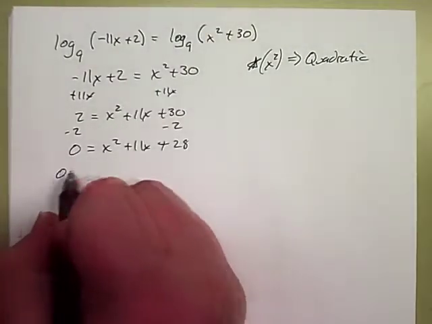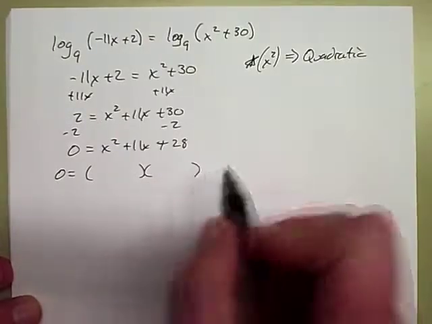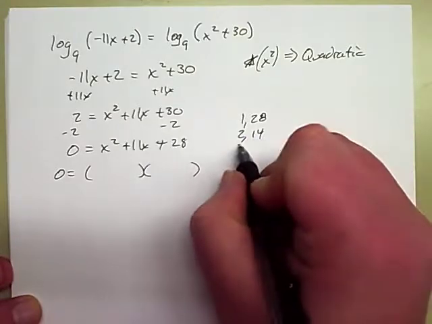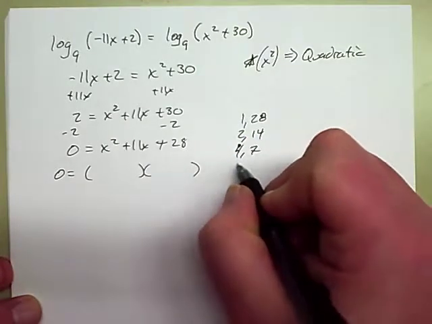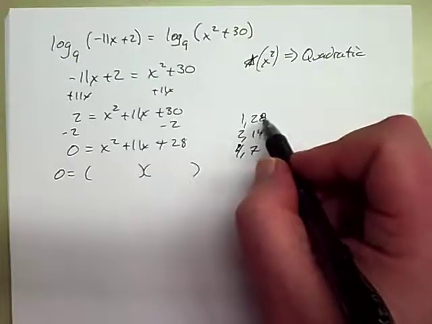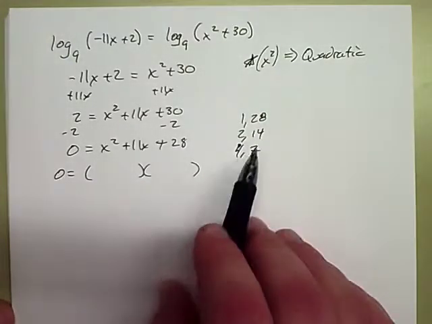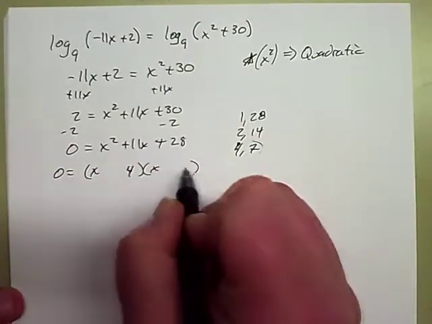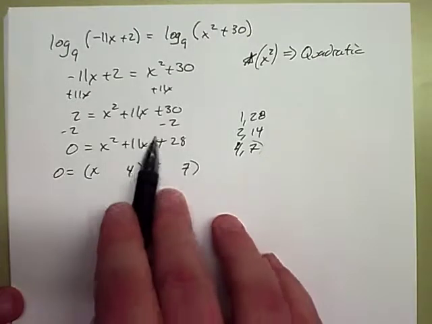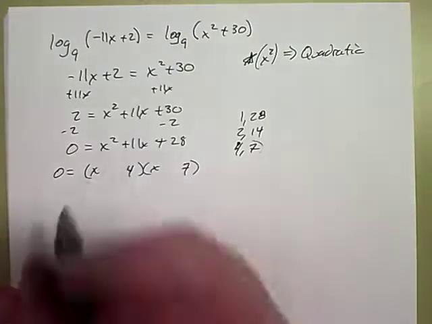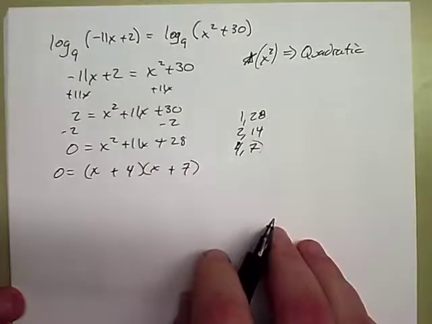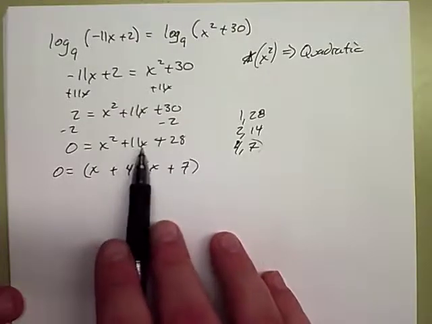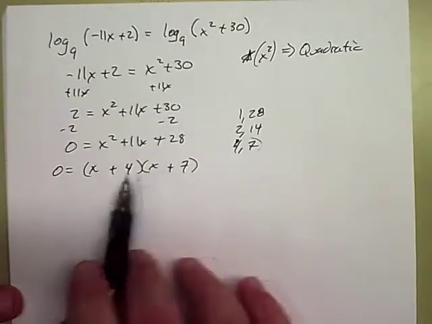Now I have to try and factor if I can. So I want to factor. Factors of 28, we have 1, 28, 2, 14, 3, no, 4 and 7, 5, no, 6, no. So I want to start with the ones that are closest together. And I get x and x, 4 and 7. This second sign tells me they're both going to be the same sign, and they're both going to be positive, so plus and plus. When I go to check, I have a 4x and a 7x. 4x plus 7x is 11x. All right, so I know these are my factors.